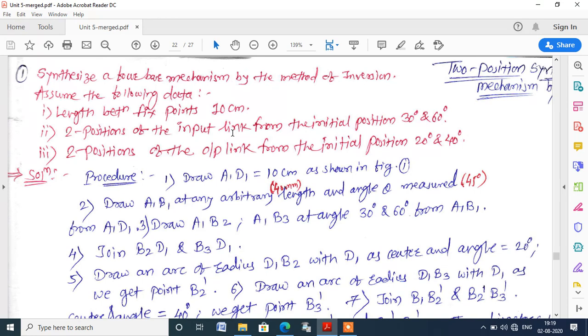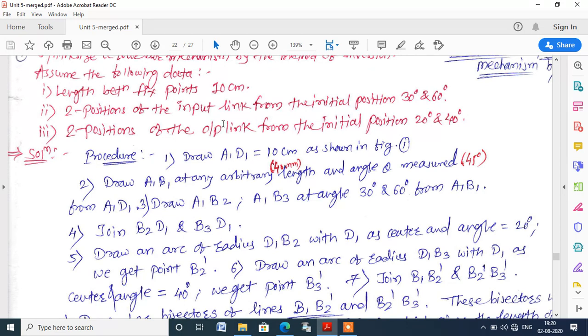So we will see problem directly by method of inversion and relative pole method. So let's start the problem by method of inversion. So you write down this problem. Synthesize a 4-bar mechanism by the method of inversion, assuming the following data. The length between the fixed points 10 centimeter. Then two positions of input link from the initial position is 30 degree and 60 degree. And two positions of the output link from the initial position is 20 degree and 40 degree.